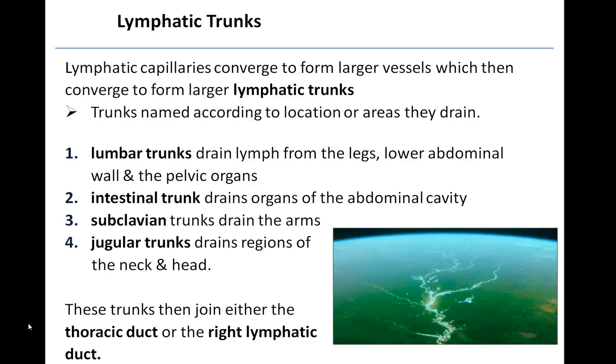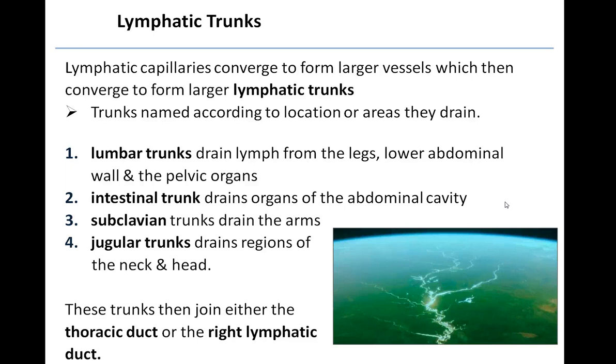Lymphatic trunks are typically named according to their location or the areas of the body that they drain. And here's just a few good examples of lymphatic trunks. There are a couple of lumbar trunks, a right and left one. They drain lymphatic fluid from the lower limbs, lower abdominal wall, and the pelvic organs. Intestinal trunk, as the name suggests, drains the organs of the abdominal cavity, such as the intestines. Subclavian trunks recover lymph from the upper limbs. Jugular trunks recover lymph from regions of the head and neck.